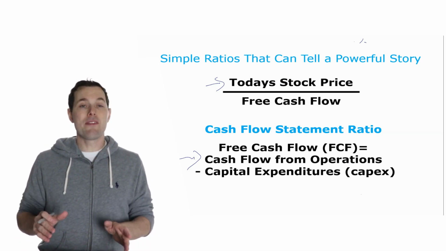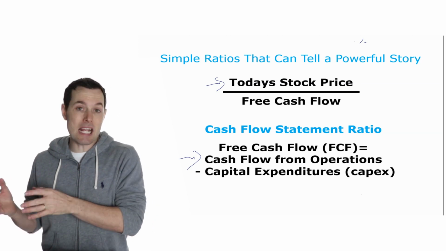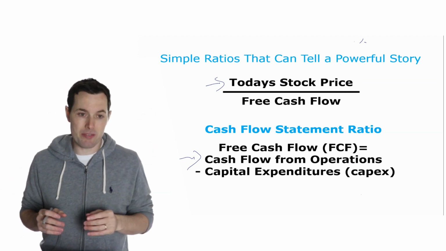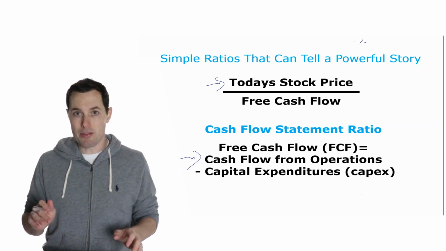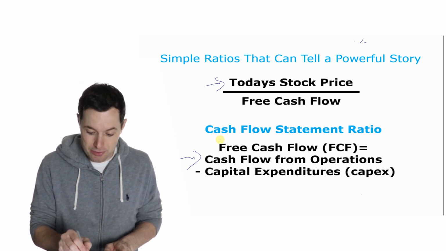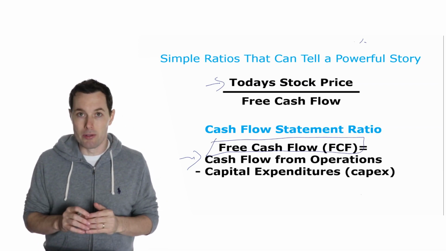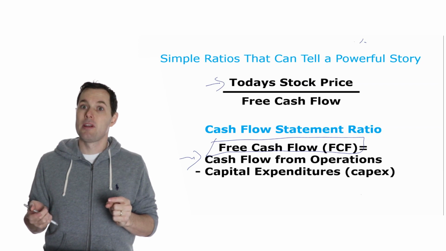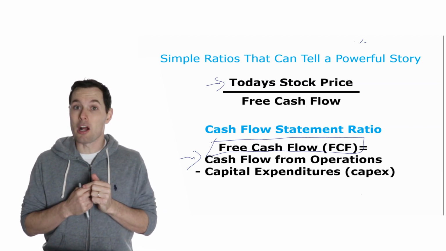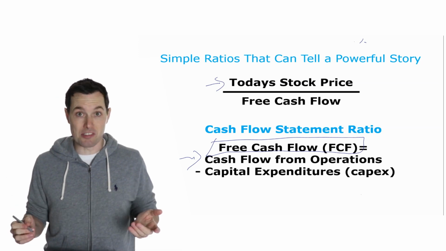So for example, if you have a plant and you're making widgets, how much does it cost to maintain that plant? What if you have to repair the roof? What if you need a new machine? Things like that. That's capital expenditures. So at the end of the day, what you get is free cash flow. Free cash flow is how much money is available to perhaps pay dividends or do stock buybacks, or the company can invest in another business to help the business grow.